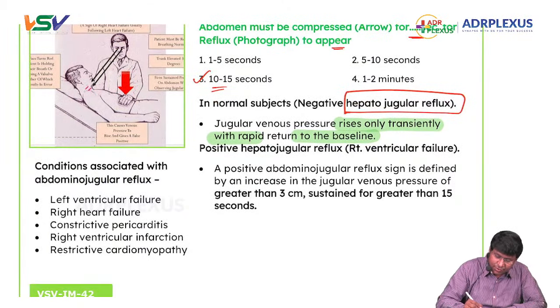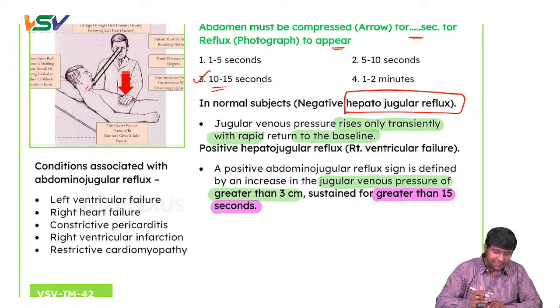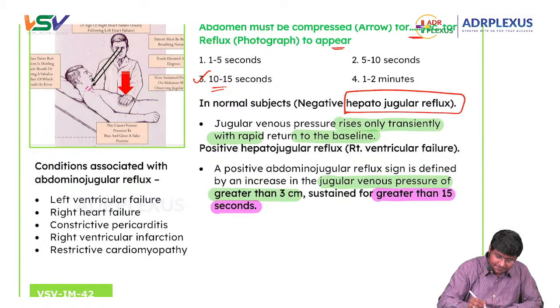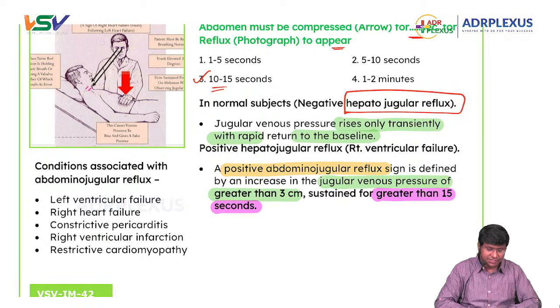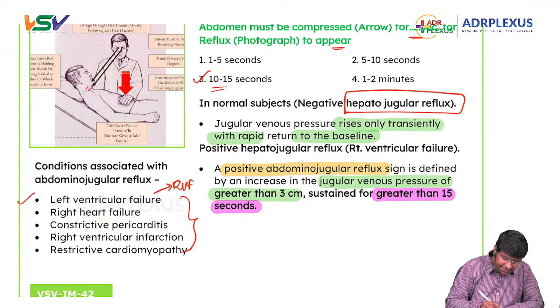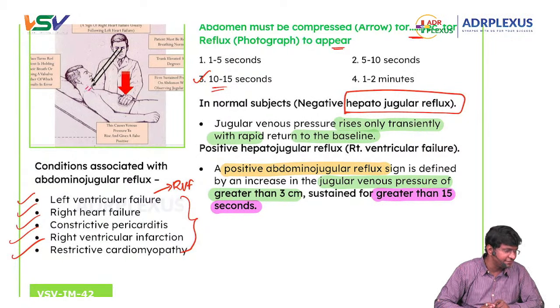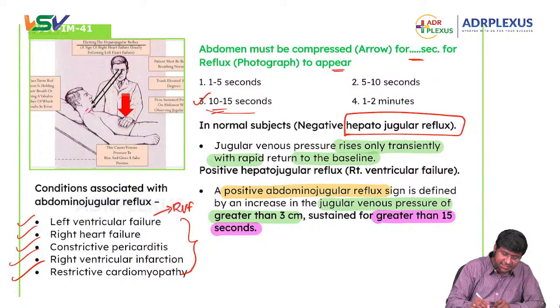Whereas positive hepatojugular reflex is that the jugular venous pressure will be greater than 3 centimeters, and that will be greater than 15 seconds. So that we call it as the positive hepatojugular reflex. Now what are the conditions where you have positive hepatojugular reflex? Left ventricular failure causing right ventricular failure, then right heart failure, constrictive pericarditis, right ventricular infarction, and then the restrictive cardiomyopathy. So these are all the conditions where you will have the positive hepatojugular reflex, and in order to get that hepatojugular reflex, the right hypochondrium has to be compressed for nearly around 10 to 15 seconds. Okay, so the answer is 3 here.